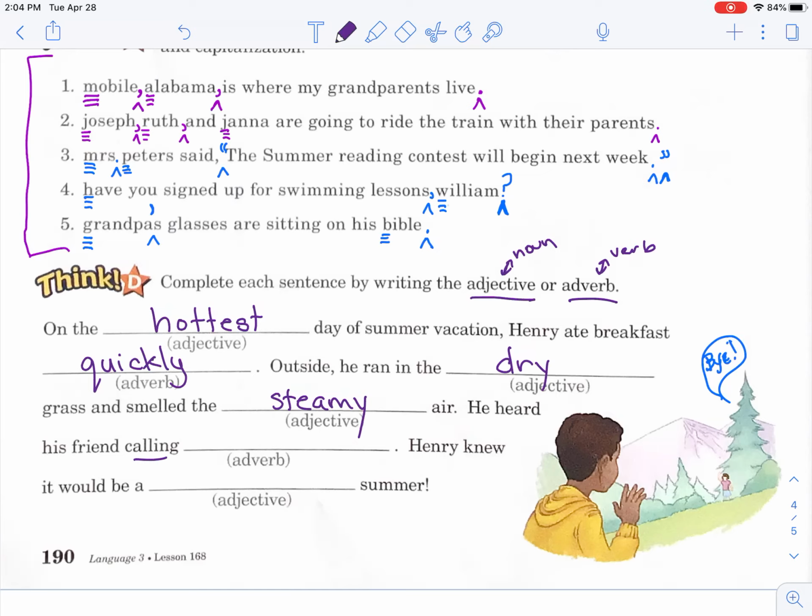Describe how his friend is calling. Excitedly. Ooh. Excitedly. Henry knew it would be a what summer? Fantastic summer. Fantastic.